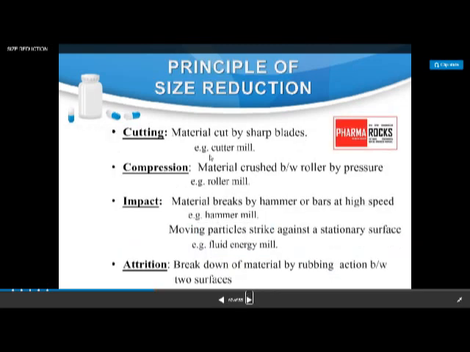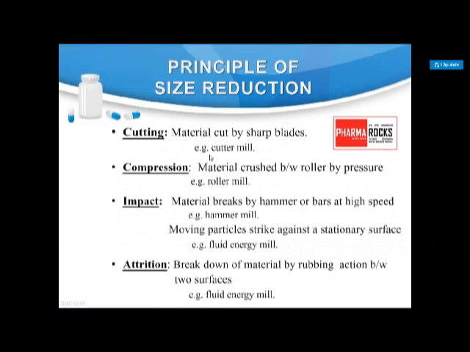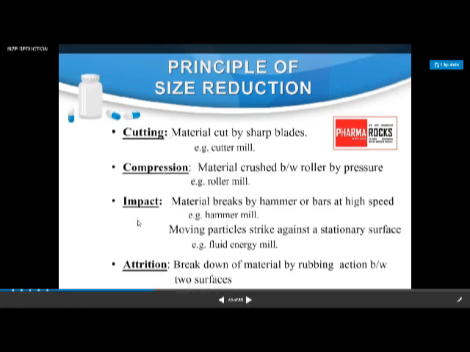Now basically there are mainly 4 principles of size reduction, or we can say the mechanisms of size reduction. These are cutting, compression, impact and attrition. These 4 are the basic mechanisms by which we are going to reduce the size of the material. And on these principles only, the different mills are working. Like on the basis of cutting, the materials are cut by sharp blades. Cutter mill works on this principle.